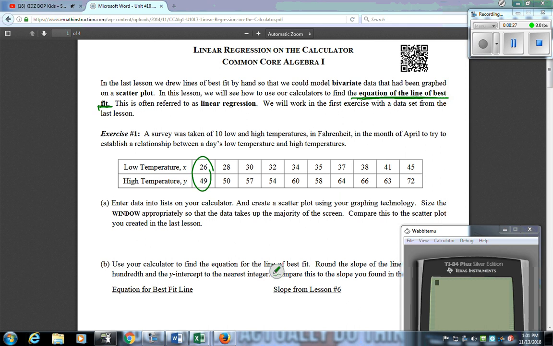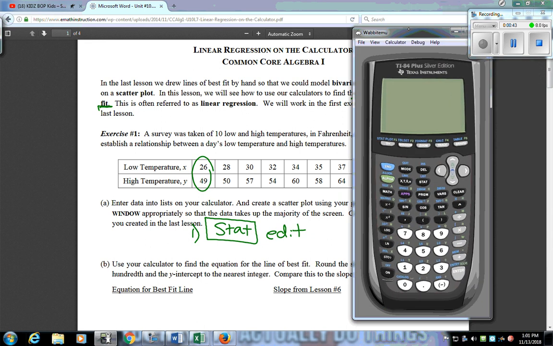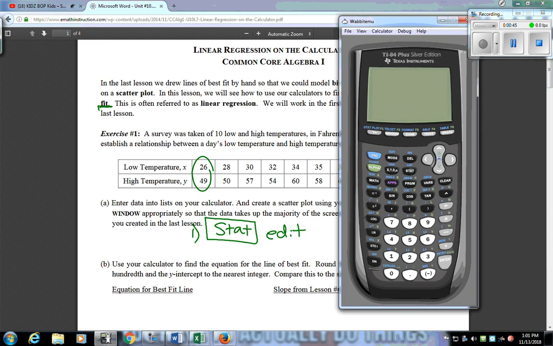And what you're going to want to do, and I'll put the buttons down here, is press the stat button. And the first thing you've got to do is click on edit. That's the first step of what you're going to do. Now you'll see on mine I already put the numbers in. We do stat and then enter.